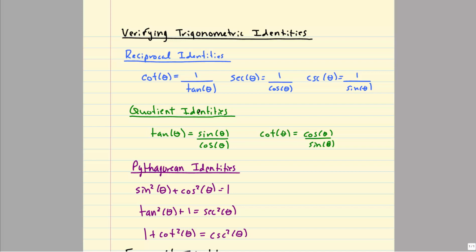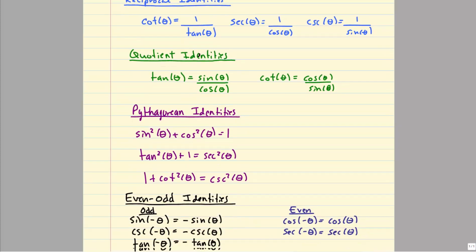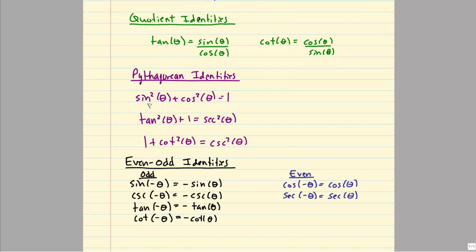So just a quick review, we have the reciprocal identities, and when you write your note card out to study from, make sure you write the name reciprocal identities, because sometimes you have to be able to refer to that. Quotient identities: tangent is sine over cosine, cotangent is cosine over sine. The Pythagorean identities we're going to use all the time. And remember, this isn't just good for sine squared plus cosine squared equals 1. I can use this and solve for sine squared equals 1 minus cosine squared, cosine squared equals 1 minus sine squared, etc. And then of course our even-odd identities.